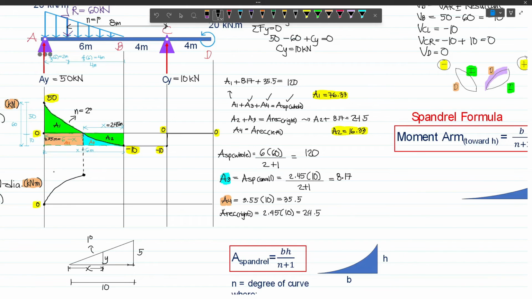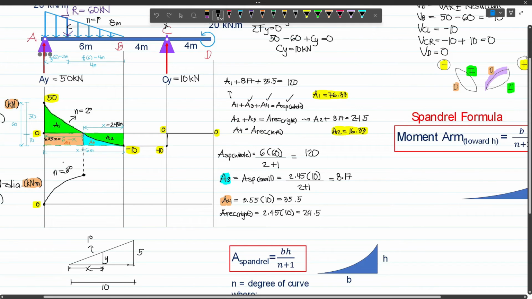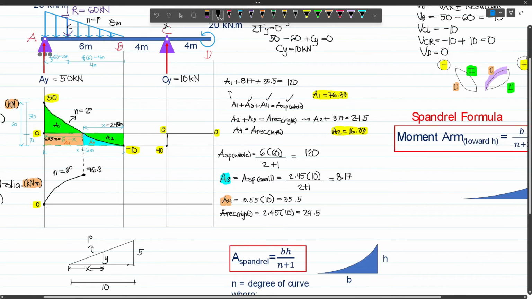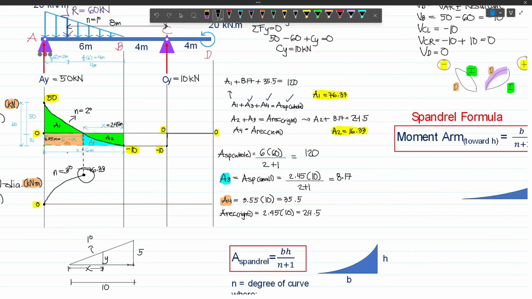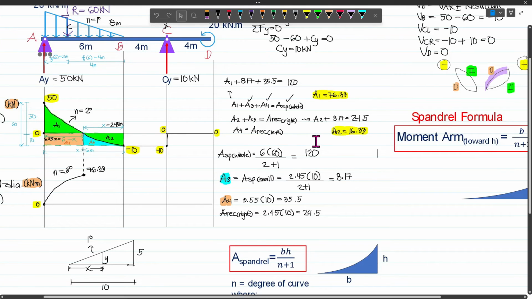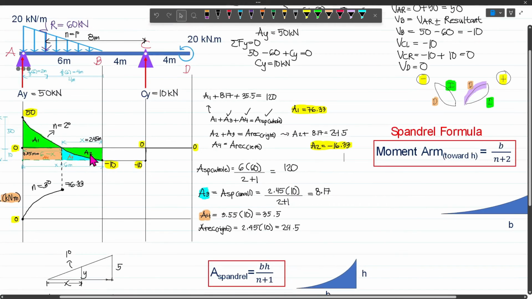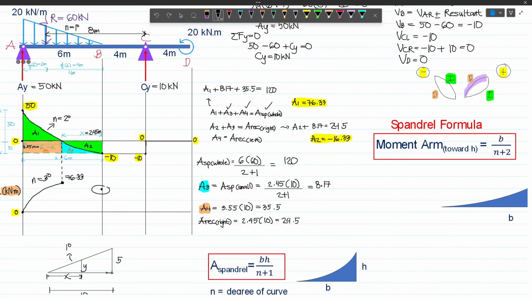And then the degree of this will be third degree. Because our n here is 2 degrees. And so plus 1, it becomes 3. And then the value of this will be 76.33, which is this one, or area 1. So we have 76.33. And then from this point, we will now move down. Because our area 2 is below the 0 line. And so we will move down by 16.33 because the sign of this is actually negative. Now this is because A2 is below the 0 line. And so that will be somewhere here.